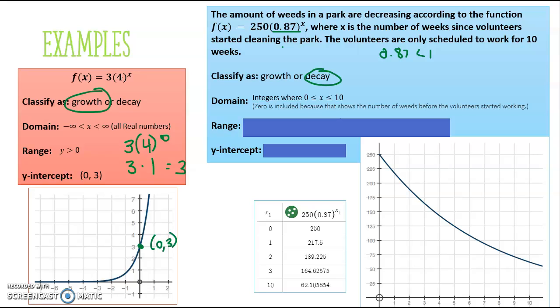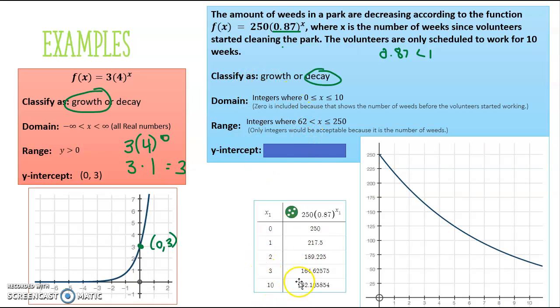We wouldn't talk about like 0.83 weeks. We wouldn't do that. It would be a whole amount, and so that's why we're just using the integer values between 0 and 10. The range for this function would be all of the output values. And if I go between 0 and 10 for my x values, you can see that I kind of skipped some places on my table here and jumped from 3 down to 10 just to show you where it ended.